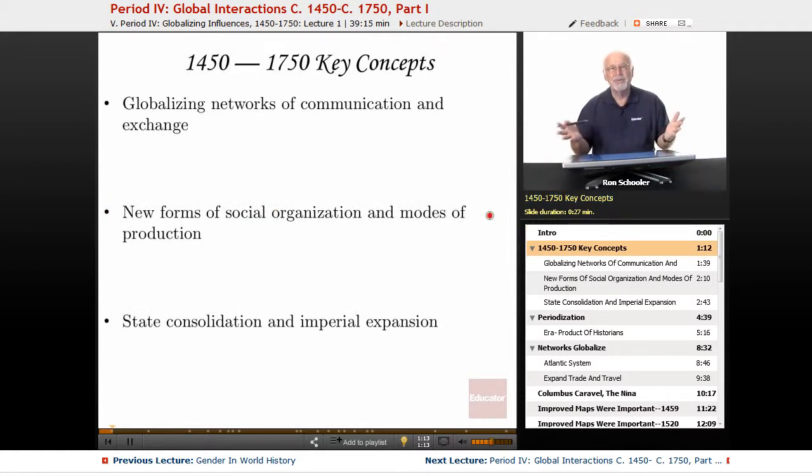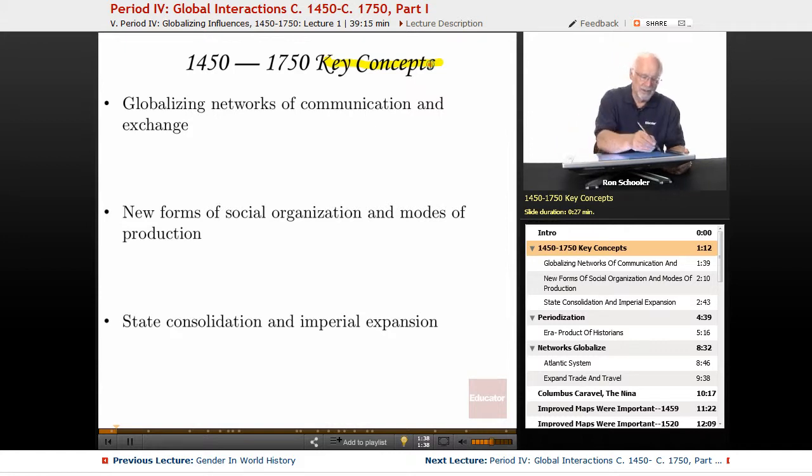There are only 3 major concepts for the period. So it'd be good for you to memorize these and the period name and the period dates so that at least when it comes to this period, you know what fits in it. So what are they? The key concepts of 1450 to 1750.